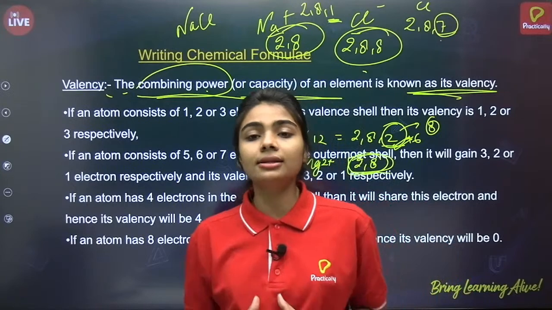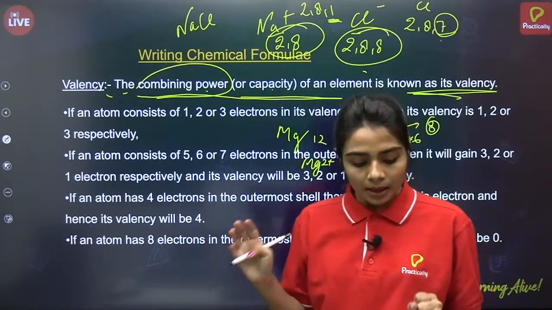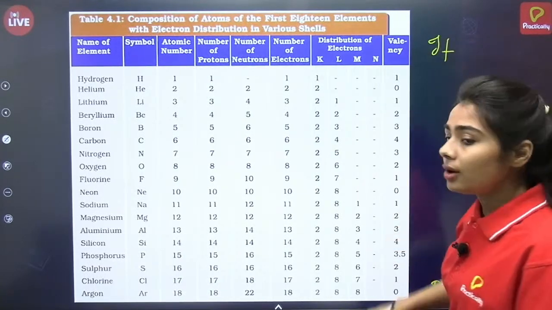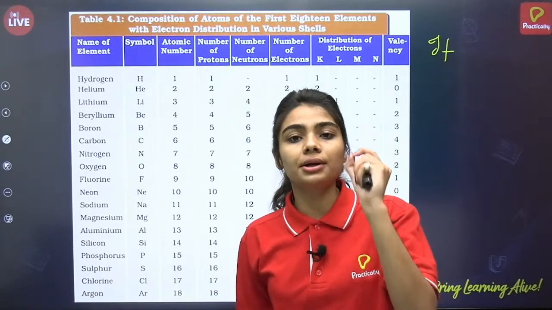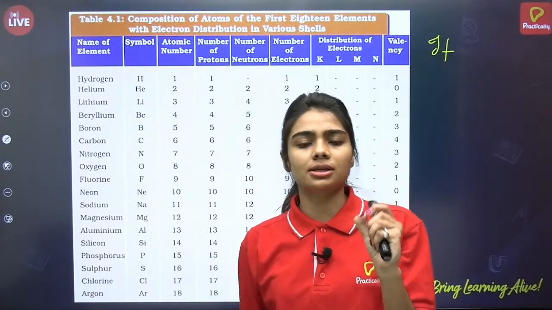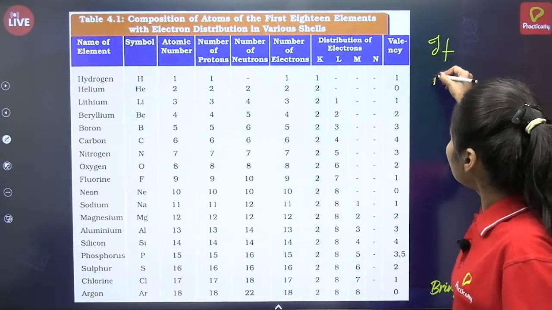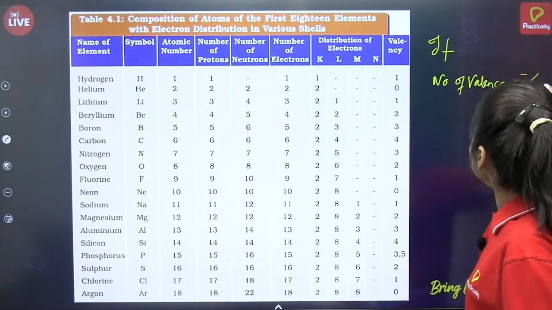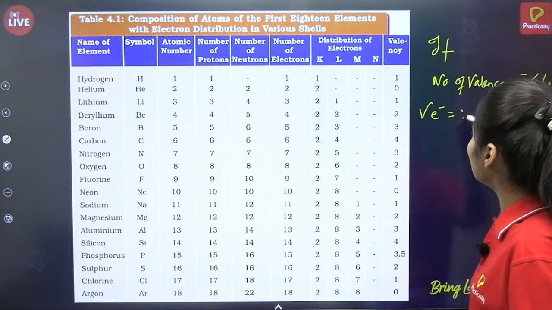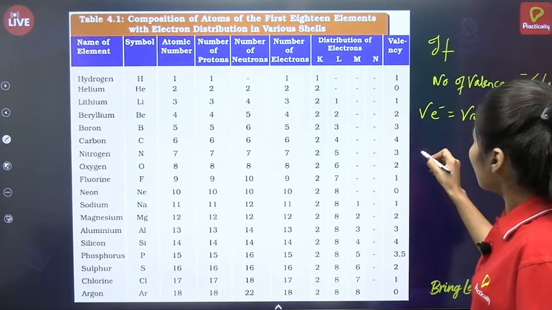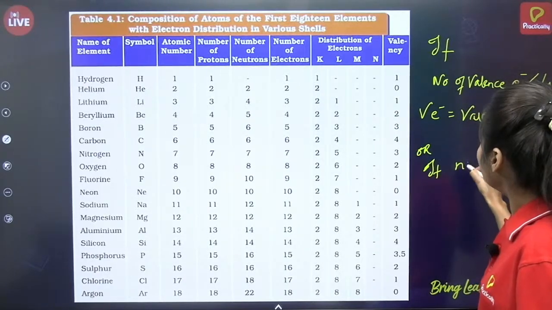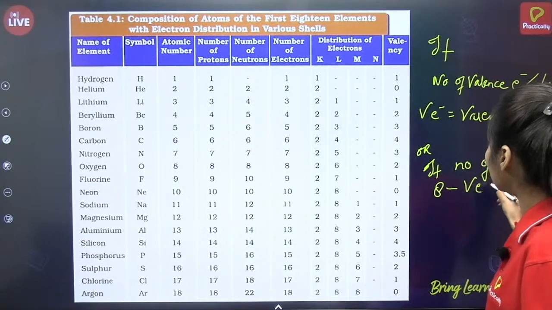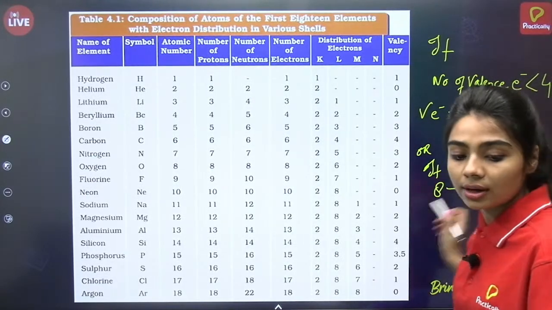Okay, so let us find the trick for calculating this valency. Look, there are 2-3 things. Now I hope you all understood about valence electron, that means the electrons which are present in the outermost shell. Now if the number of valence electron is less than 4, then your valence electron is equal to your valency. Or if your number of valence electron is greater than 4, then 8 minus valence electron will be giving you the valency. This is the trick for calculating valency.